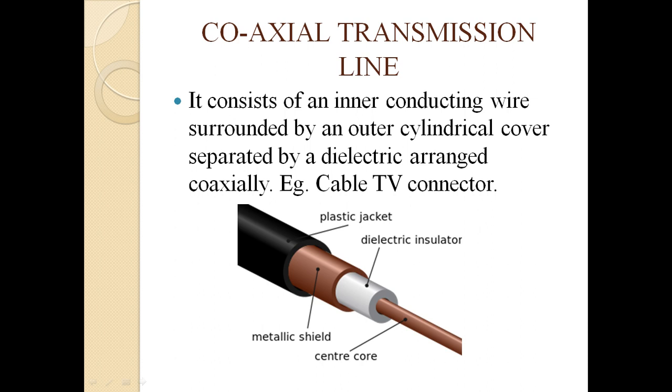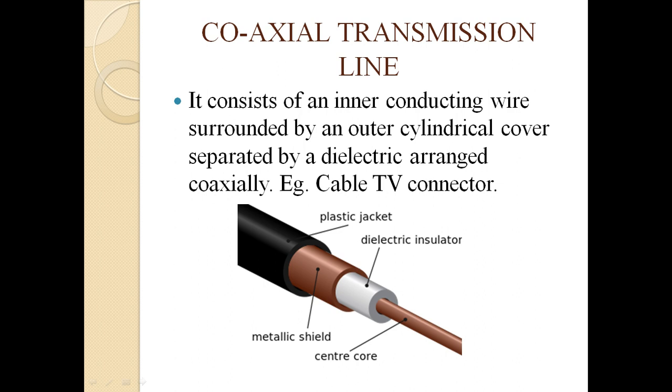Then comes coaxial transmission line. In this, there are two conducting regions. The first one is an inner conducting wire, which is surrounded by an outer cylindrical cover and separated by a dielectric arranged coaxially. So this is called coaxial transmission line. The following figure shows the coaxial transmission line. You can see there is center core, which is a conducting wire, and there are metallic shield.